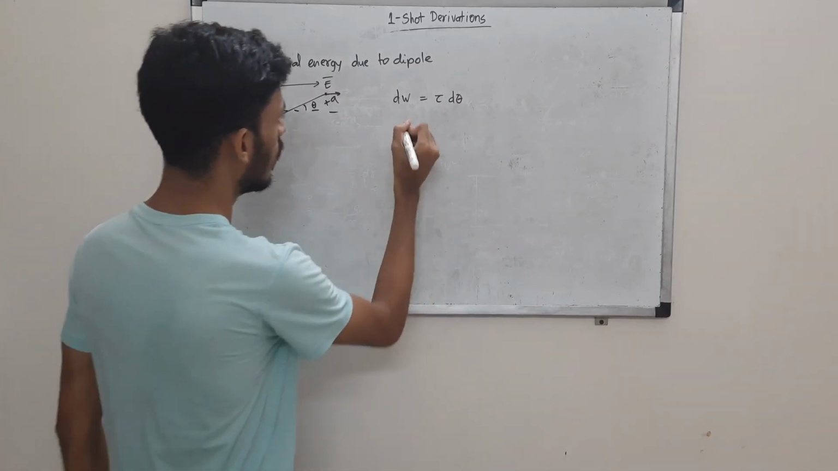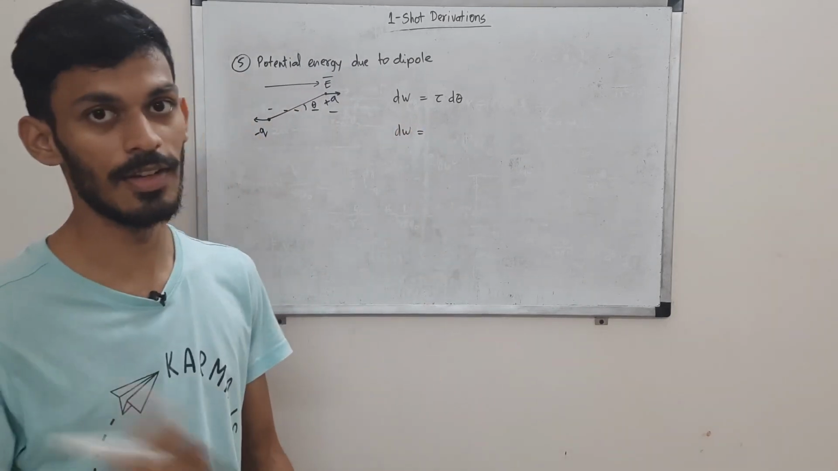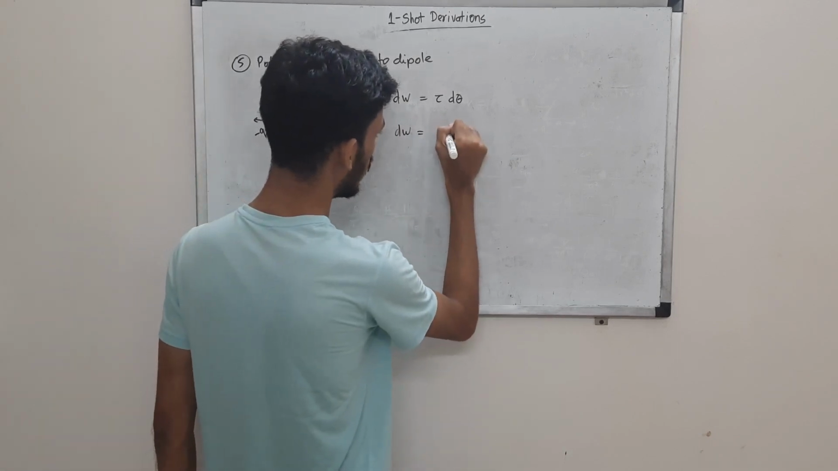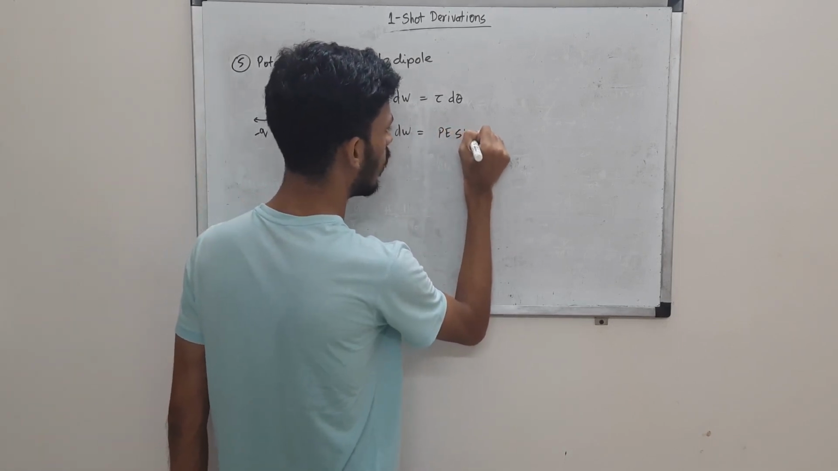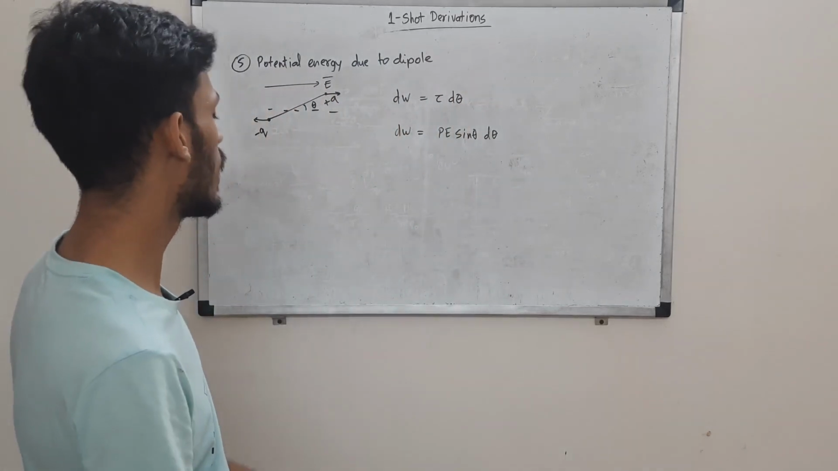Now torque, we have seen the relation in the previous class in the derivations of your first chapter, that torque is P cross E, or P E sin theta, and this d theta. Now this torque is restorative.